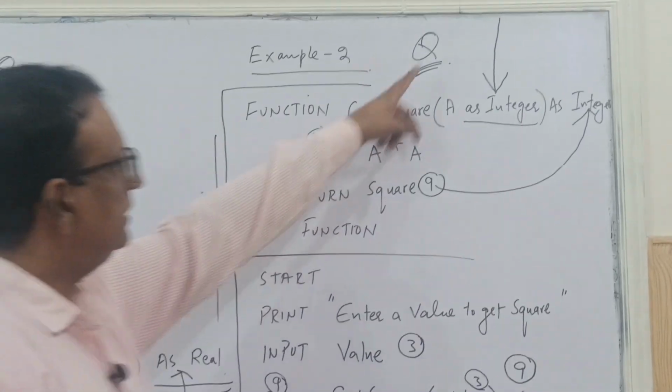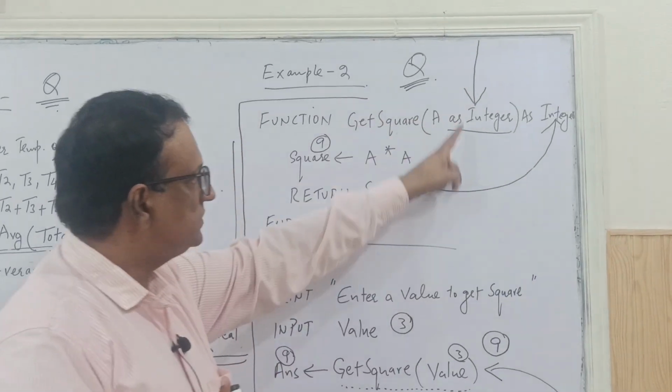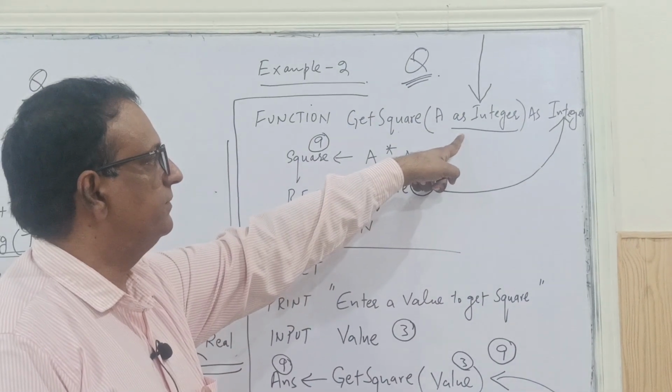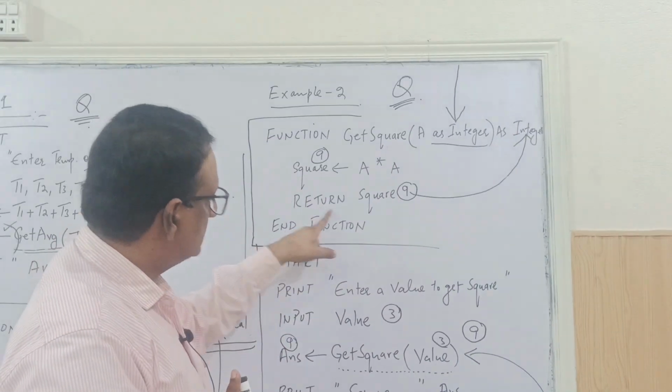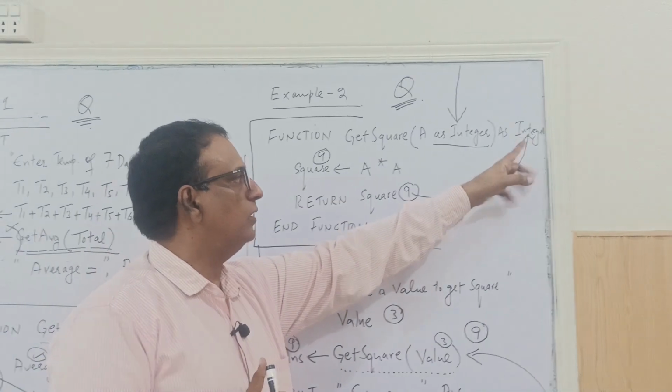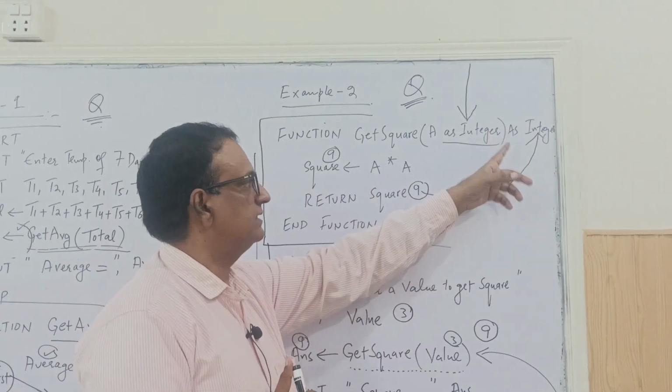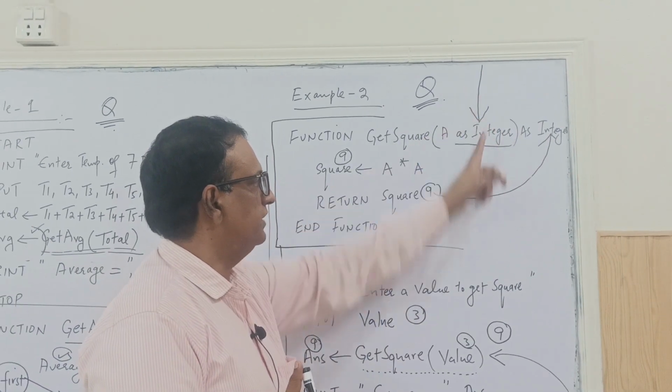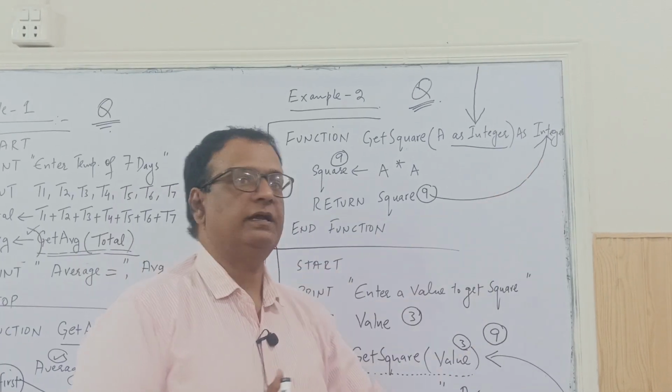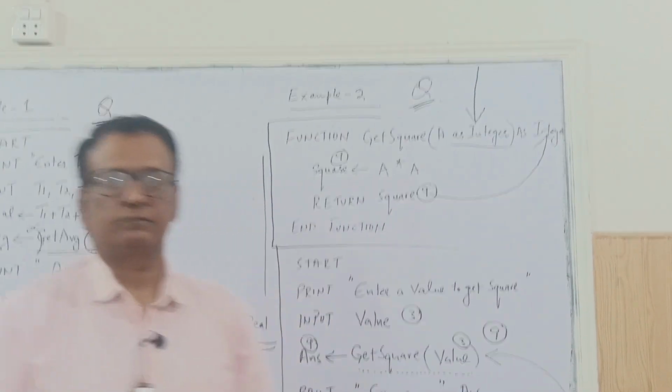This get square receives from this gate and it sends back from the adjacent area of this gate. This is called receiving and this is called returning.